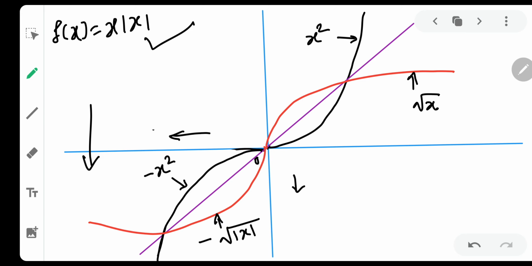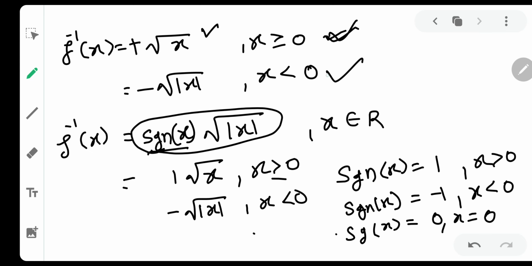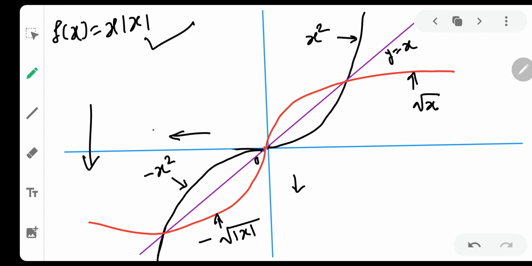So we did this question by using the graphical approach. How did we do it? First of all, we checked whether it is a one-to-one onto function. If it is, then its f inverse exists. We draw the line y equal to x, which is drawn in purple, as you can see, the 45-degree line. Then we took the reflection of the graph about the line y equal to x, and that is a standard graph. Hence we knew it was root x and minus root of mod x. Then we used signum x to compress this expression of the graph. Signum x gives you the positive or negative sign based on the sign of x. This is how we drew the inverse function of x mod x.